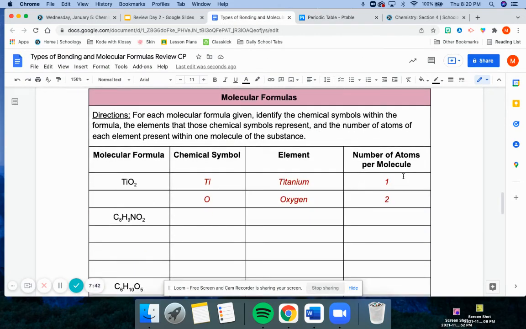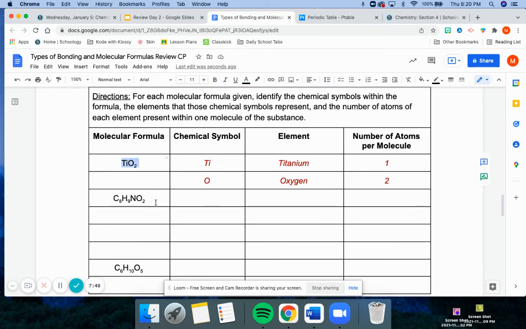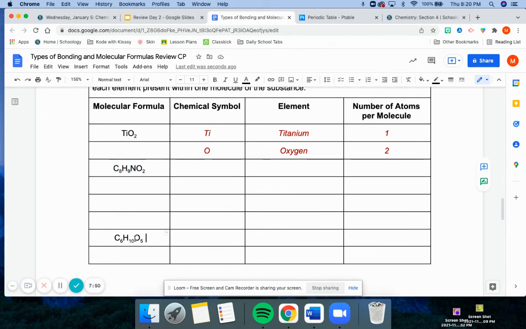And then finally, we need to do some analysis of molecular formulas. So on the left-hand side here, I'm given a few different molecular formulas. In the second column, right next to the molecular formula, I'm going to start by listing out all of the chemical symbols that I see. So in this first example, I see Ti and O. In this second example, I see C, H, N, and O.